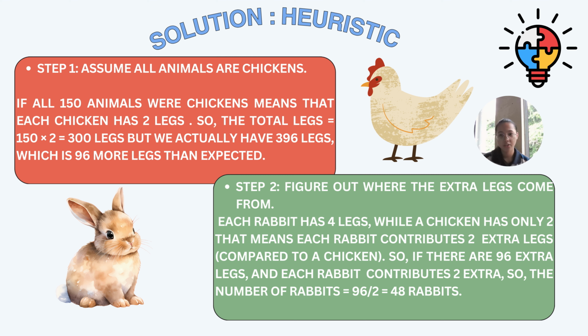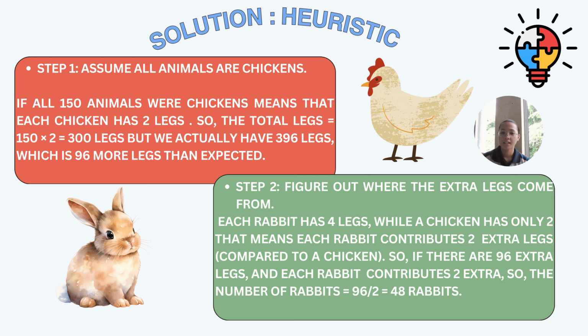And then, if all 150 animals were chickens, it means that each chicken has two legs. It's logical, right? A chicken has two legs. So the total legs, if each chicken has two legs, means 150 multiplied by 2, we have 300 legs. But given in the question, actually, we have 369 legs, which is 96 more legs than expected.